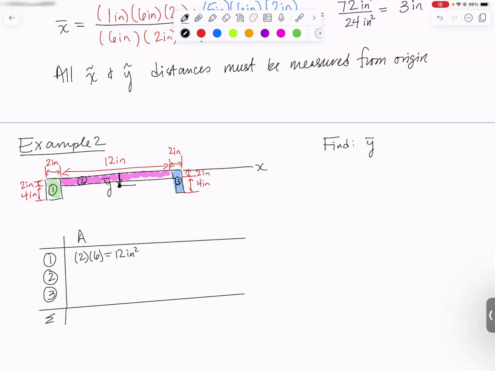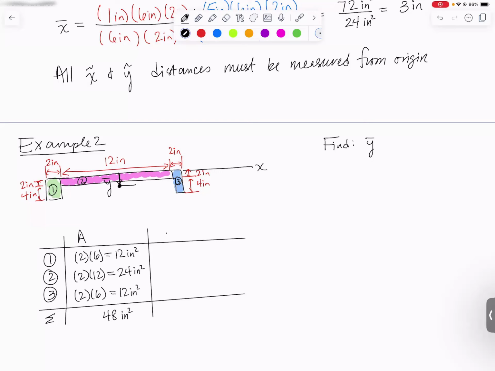And shape 3 looks exactly the same. So I'll write it down while I'm at it. 2 times 6 is 12 square inches. And the one in the middle is different. It's 2 times 12, 24 square inches. And if you add those all up, you get 48 square inches.